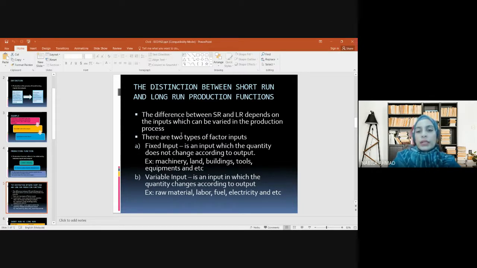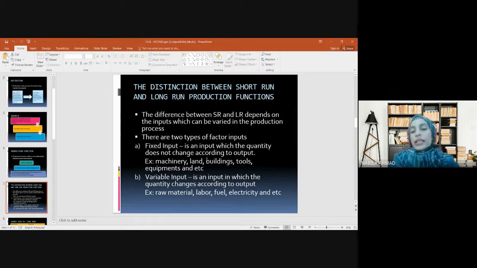So basically there are two types of input. Factor input, we have fixed input and variable input. So what is fixed input? Okay, it is an input which the quantity does not change according to output. Maknanya input ini dia tidak berubah walaupun output berubah. Okay, so it will stay like that. So for example, apa jenis fixed input? Fixed input ni adalah machinery, land, building, tools, equipment and so on.